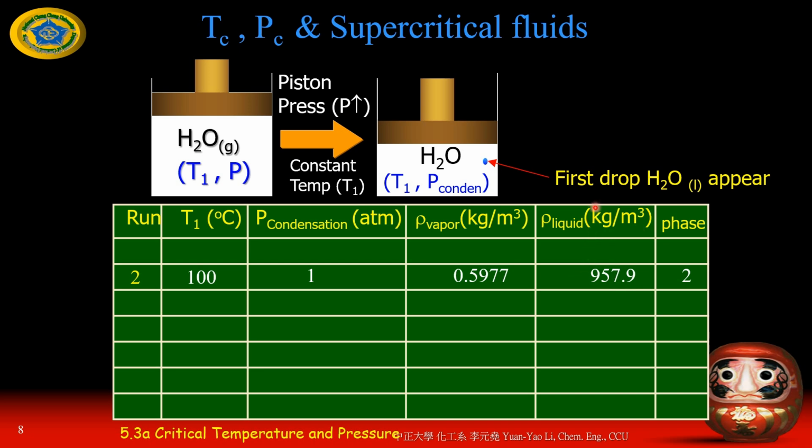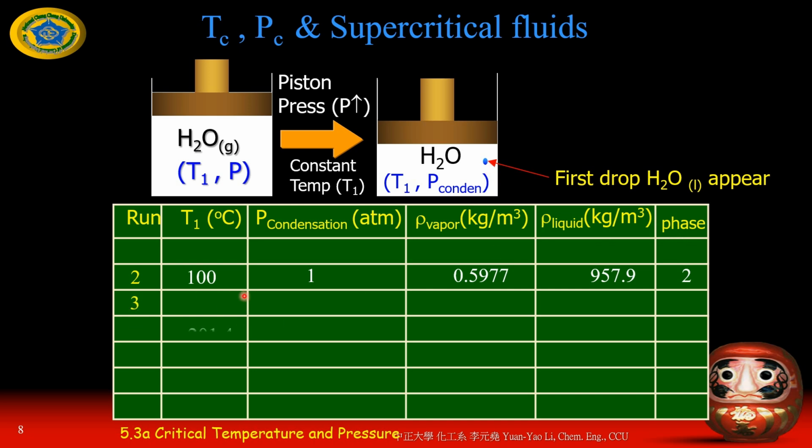If you talk about the density of liquid water, that will be 1 gram per cubic centimeter, which is 1,000 kilogram per cubic meter, right? So this is not exactly 1, but it's close to 1. Okay, let's remember this number here. And then the phase will be 2, because phase 1 is gas, phase 2 is liquid. Okay, this is round 2.